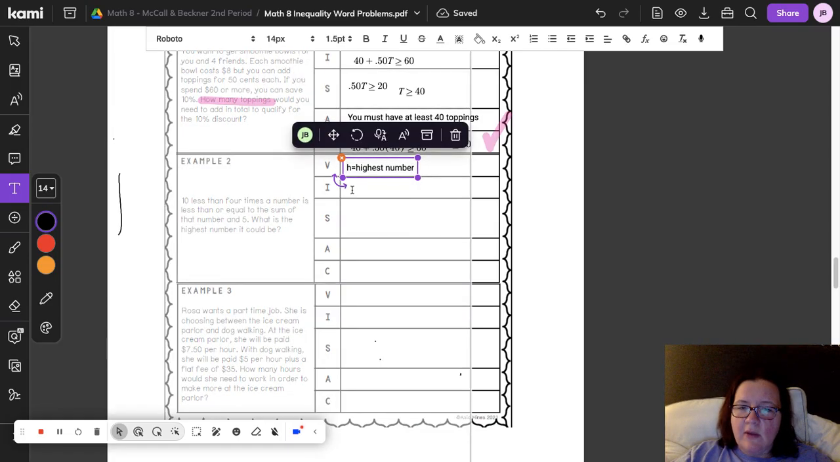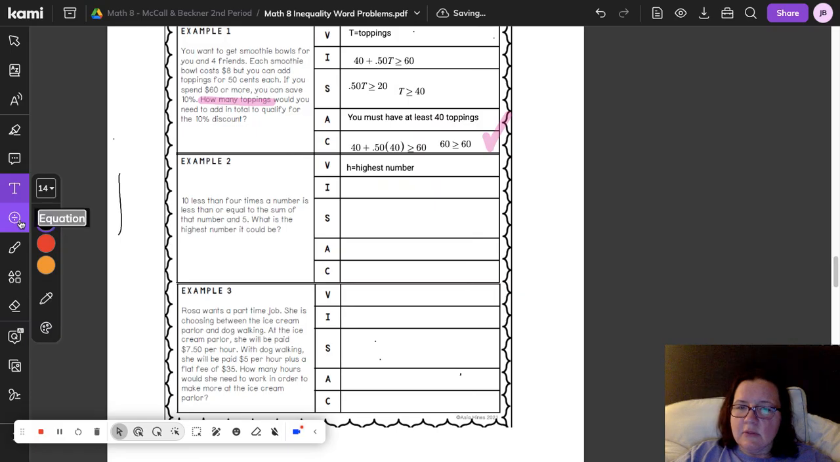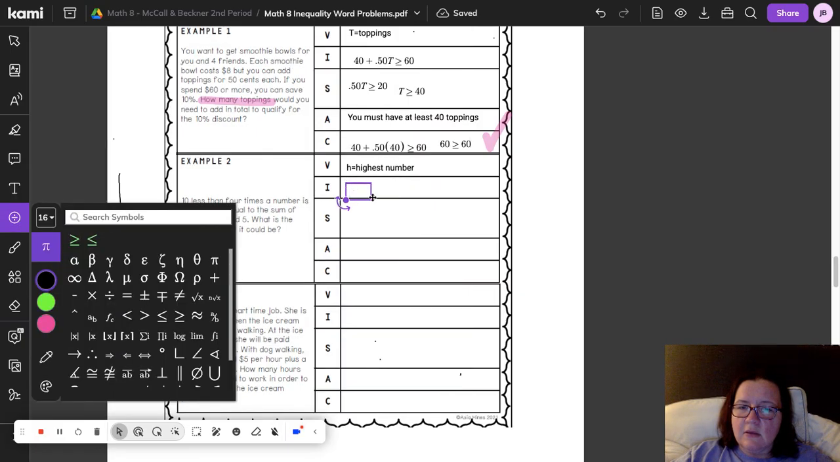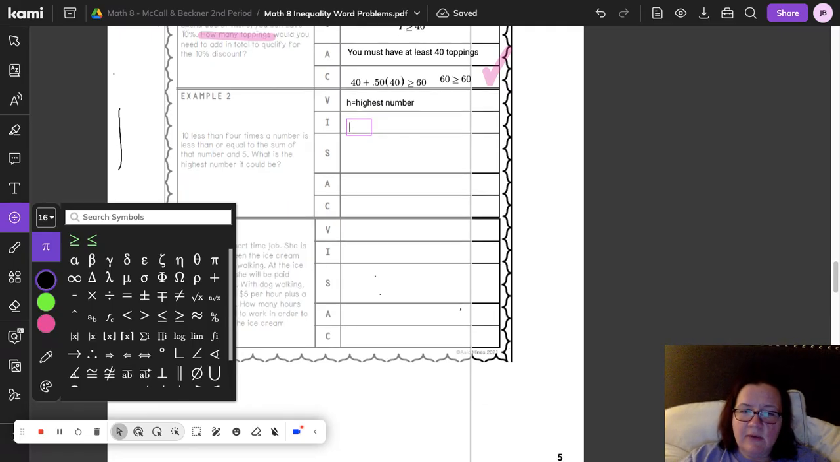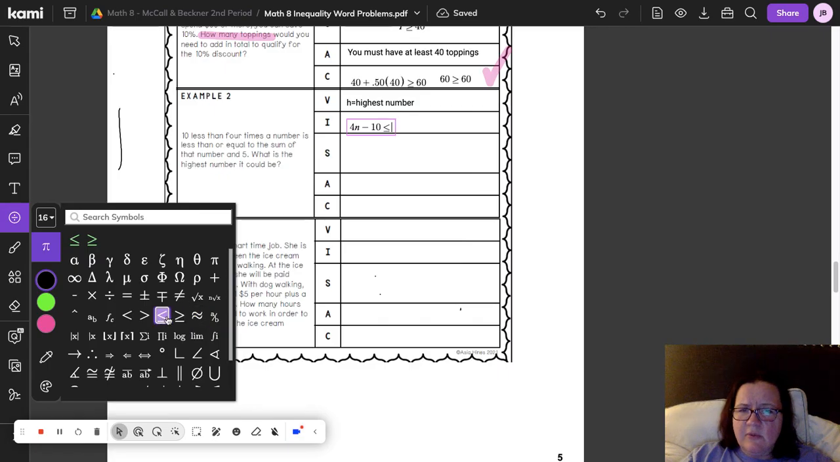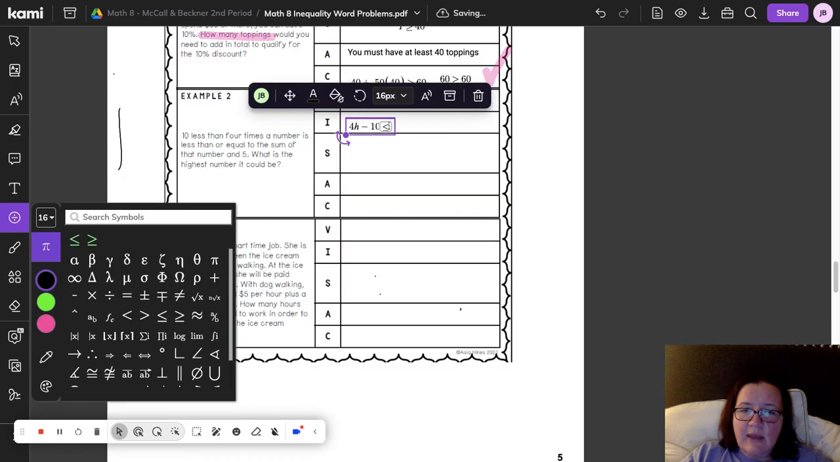Okay. Now we're going to write our inequality as an equation. Go ahead and put that in there. So we've got 10 less than 4 times the number. We did something similar when we did notes earlier. So we've got 4 times the number, but we want 10 less than that. Is less than or equal to, find our symbol. The sum, when we talk about sum, we're going to be adding of that number. Oops, we're going to change our variable from n to h, right? We defined our variable as h before, so we're going to keep it h.